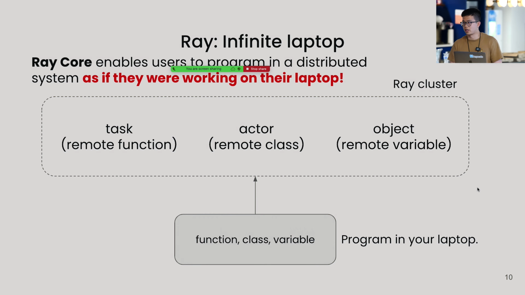For example, we have a Ray task, which is a remote function, and we have a Ray actor, which is a remote class, and we have an object, which is a remote variable. Because it is a one-to-one mapping, it can do almost anything. The actor and the task can communicate with each other, and you don't need to worry about which node this task is running on, or which node this actor is running on. So you can think Ray enables you to program on a distributed cluster, maybe with 100 or thousands of nodes, just as if you are working on your laptop. So Ray's slogan is that it is an infinite laptop.